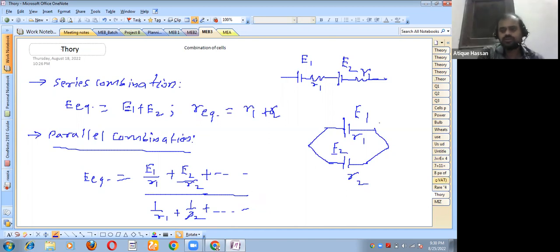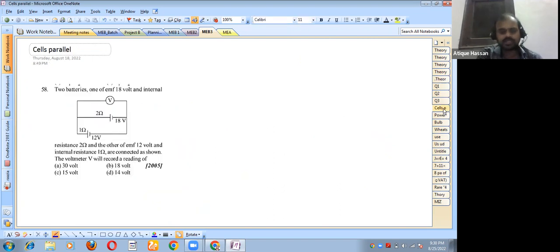So let us do one question based on this. Then we will do some other questions based on this concept and other concepts. So let us first do a question based on parallel combination of cells. All of you try question number 58. It is a NEET 2005 question. So all of you try this.